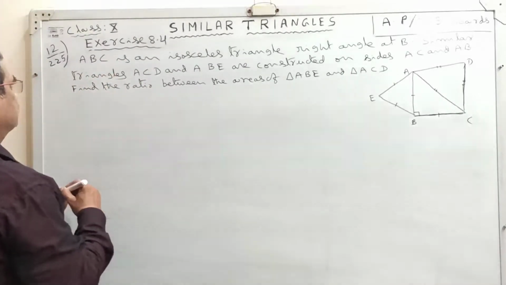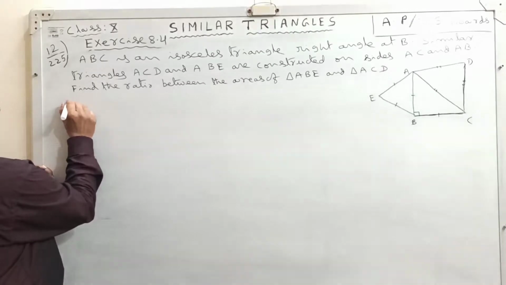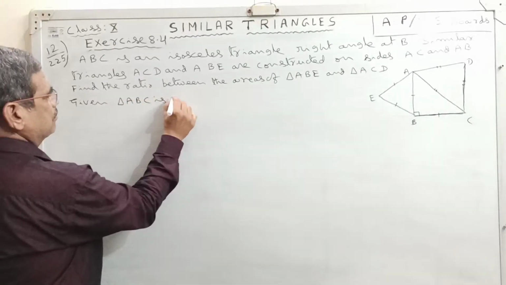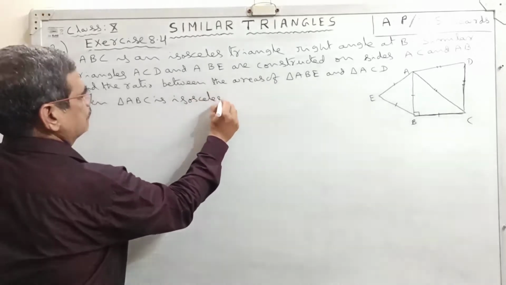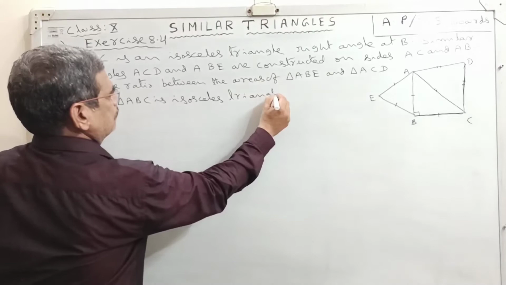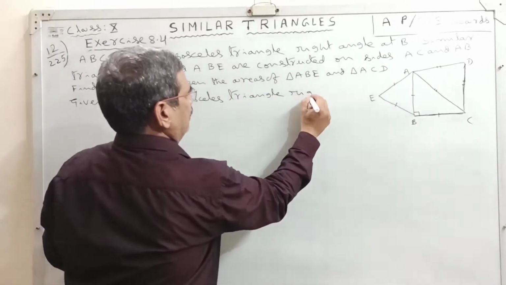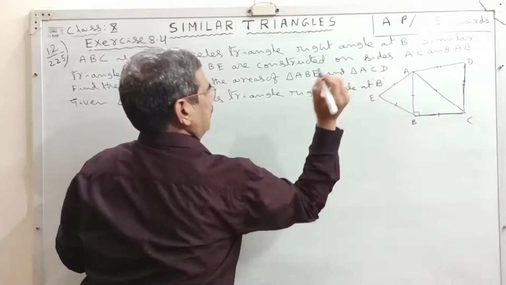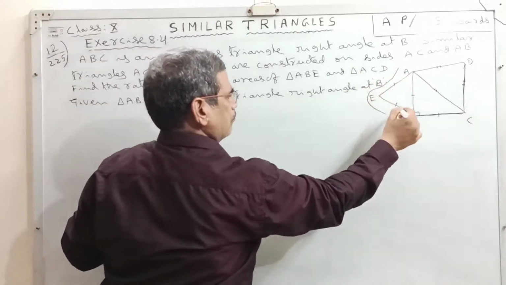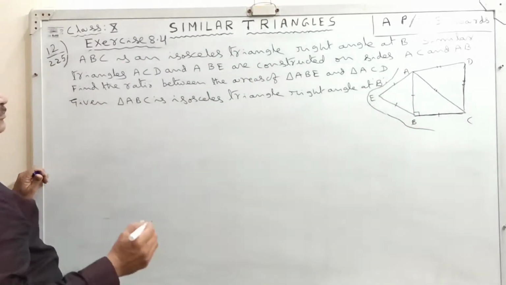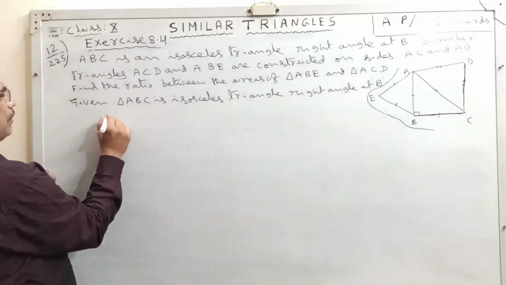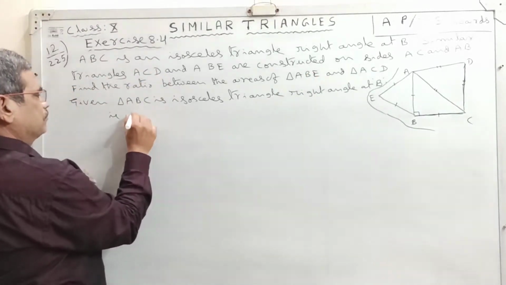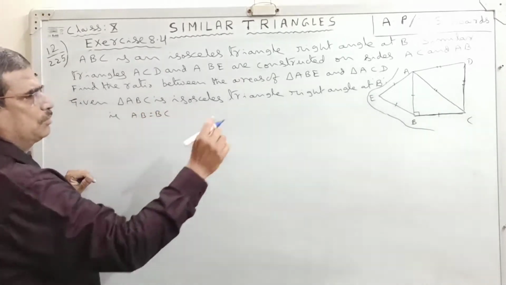So I will write the given data first. Given: triangle ABC is an isosceles triangle, right angle at B. Which sides are equal? AB is equal to BC. Those two sides are equal.